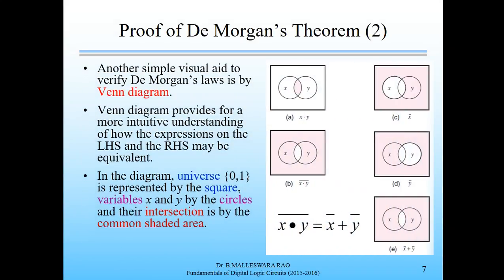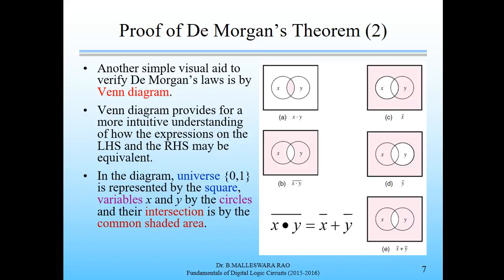Another simple visual aid to verify DeMorgan's law is the Venn diagram. We know a Venn diagram contains elements like squares and circles to represent logical variables and their relations. A Venn diagram provides a more intuitive understanding of how the expressions on the left hand side and the right hand side may be equivalent.